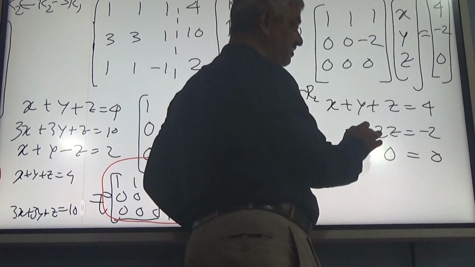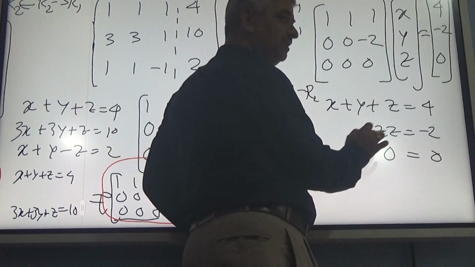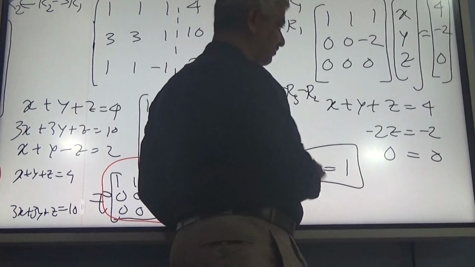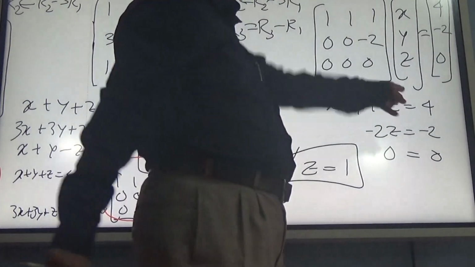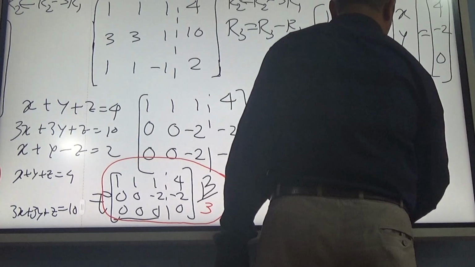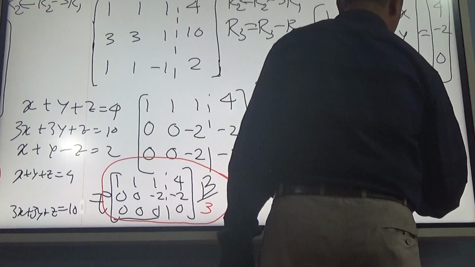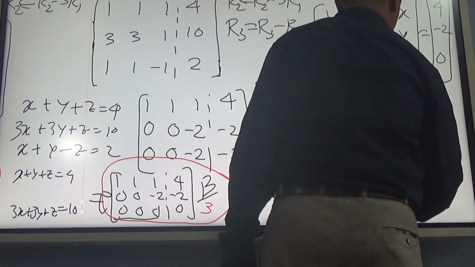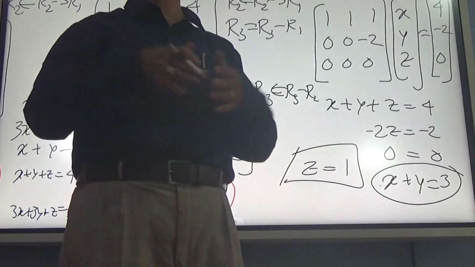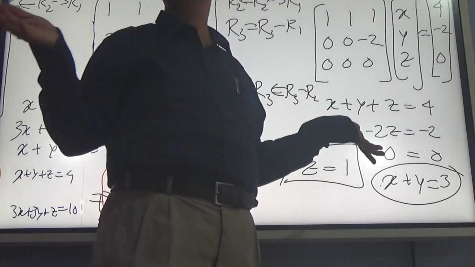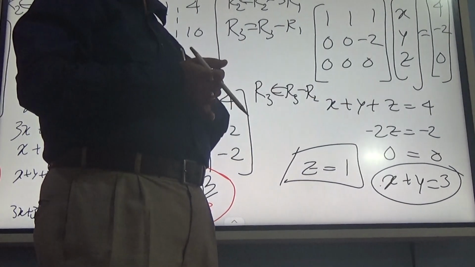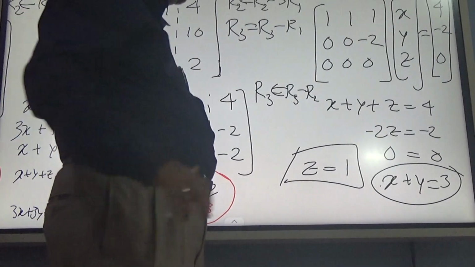When I get two equations, what is the solution? Minus 2z equal to minus 2, what is z? z equal to 1. So if I put z equal to 1 in the first equation, what do I get? x plus y equal to 3. What does that mean? Infinite solutions. You can choose x, you will get y. Right? You can choose x, you will get infinite solutions. Is it right? Is it okay?